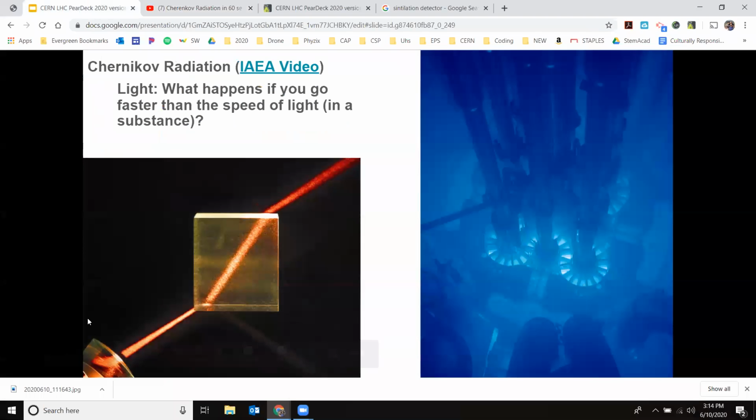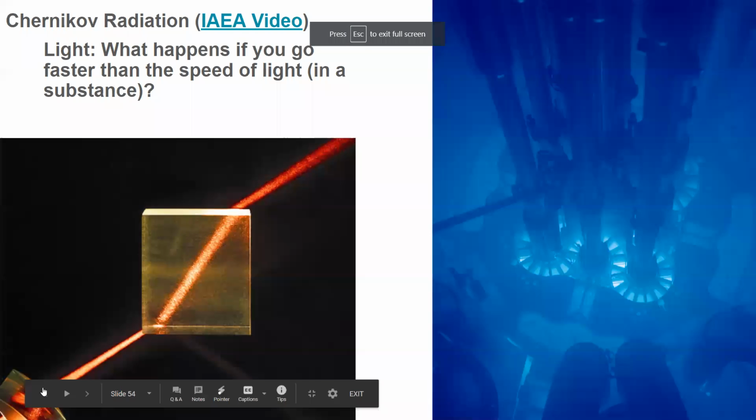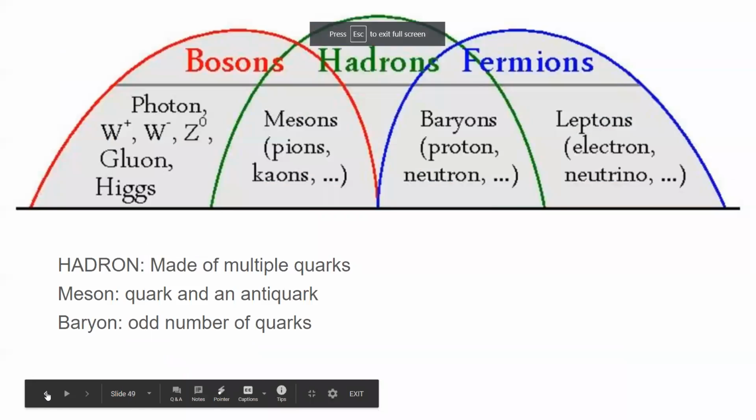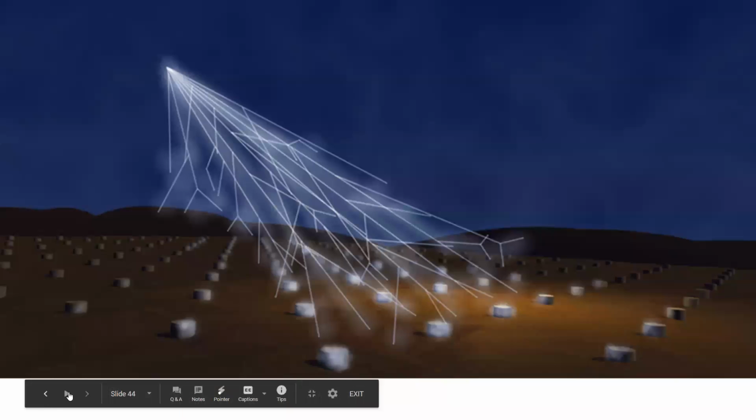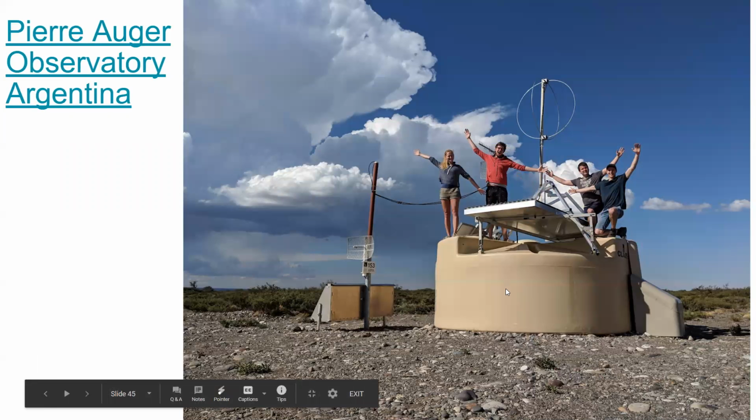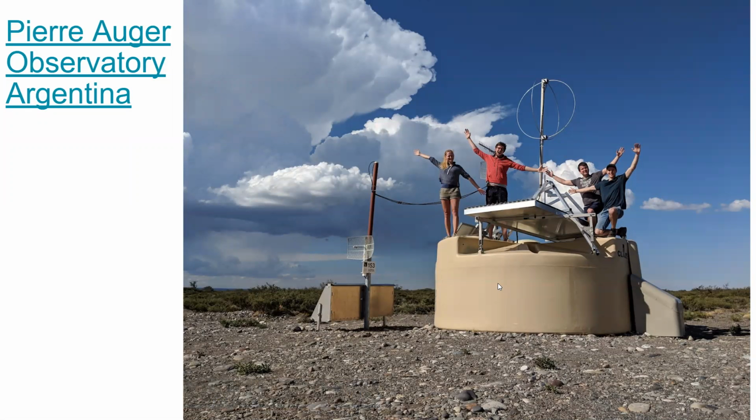So the folks in Argentina, oh my gosh, things are moving too fast. We talked about them the other day. These guys right here, that's just a tub of water. Do you know what happens in the tub of water when a particle goes through it too fast? It emits a little flash of light, and then a little sensor inside goes, hey, I saw light.